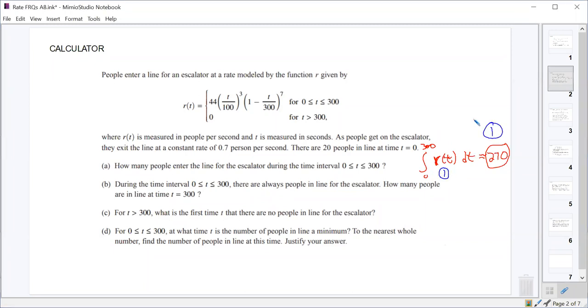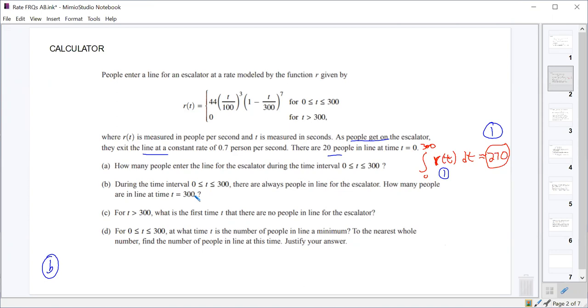1 point for the correct setup, 1 point for the correct answer. Good or no? Okay. All right. Now we were also given some more information. First, that as people get on the escalator, they exit the line at a constant rate of 0.7 of a person per second, and also that there was 20 people in line at the beginning. So for part B, we are asked during this time interval from 0 to 300, there's always people in line. How many people are in line at t equals 300?